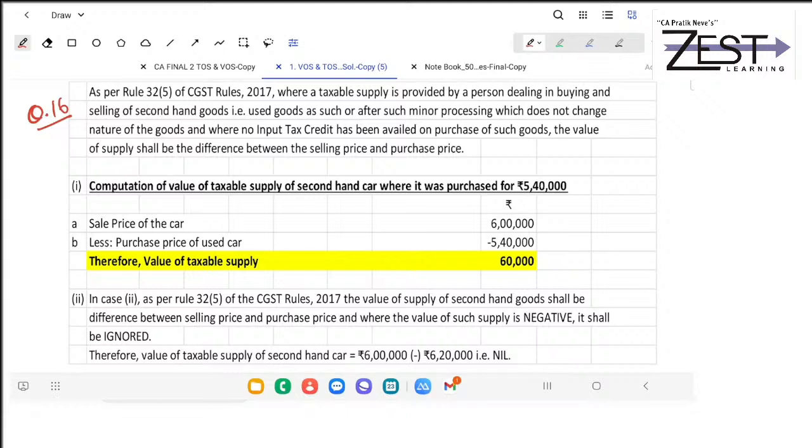So you should be acquainted with the wordings, the exact wordings. That's why I'm asking you to do the presentation.